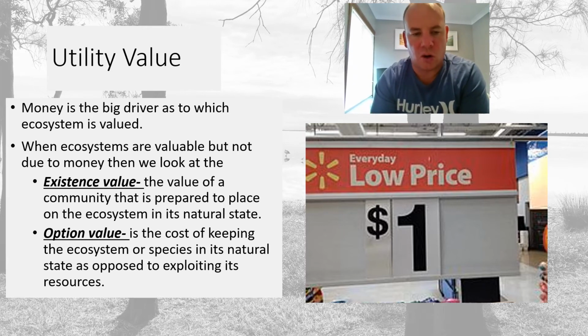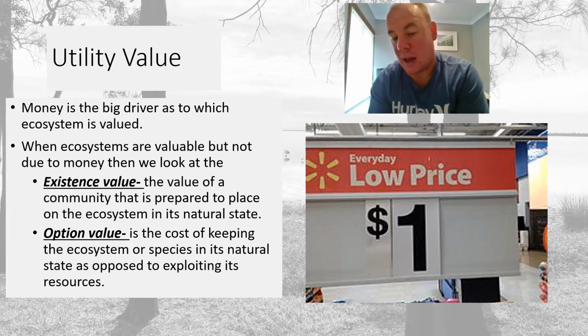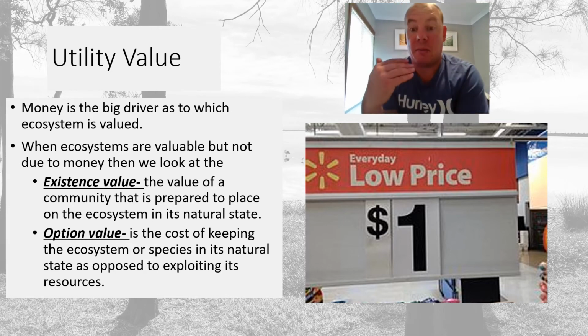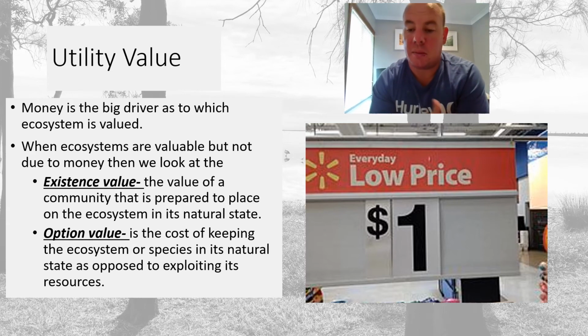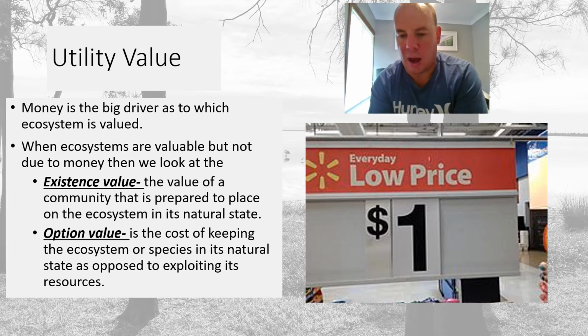An option value is the cost of keeping the ecosystem species in its natural state as opposed to exploiting its resources. Again, that fits in with that example I've just given you about how potentially we might have a good seam of gas or oil underneath us, but because it's so important to us in its natural state, we don't need it to be exploited. So another good example would be some of the gas seams in Western Australia, where potentially we could make a lot of money out of it, but we're not, because it's so valuable in its natural existence.